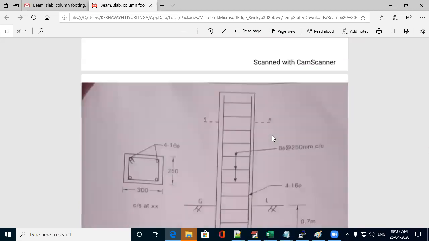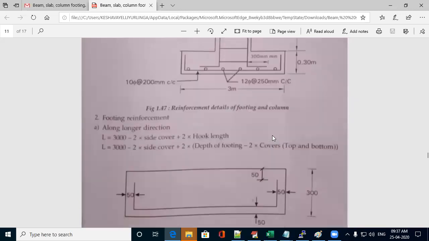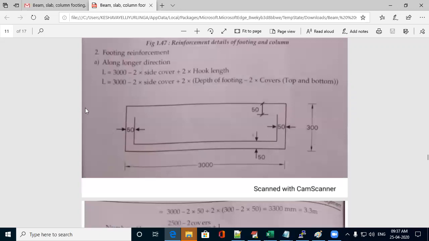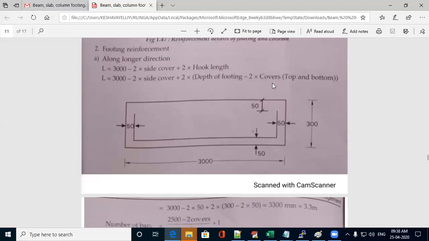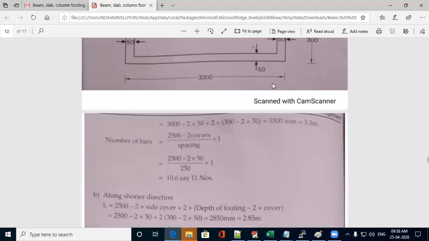Now coming to the reinforcement calculation. For the column footing, along the longer direction, it is of length 3 meter minus 2 side covers plus 2 hooks. To find out this hook length, 300 should be deducted with 2 side covers. That is, depth of the footing is 0.3 meter minus 2 covers, that is minus 2 times of 50. That comes to around 3.3 meter.